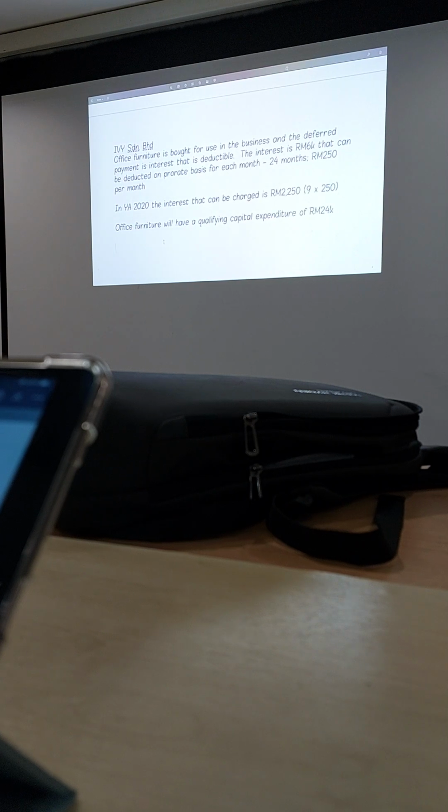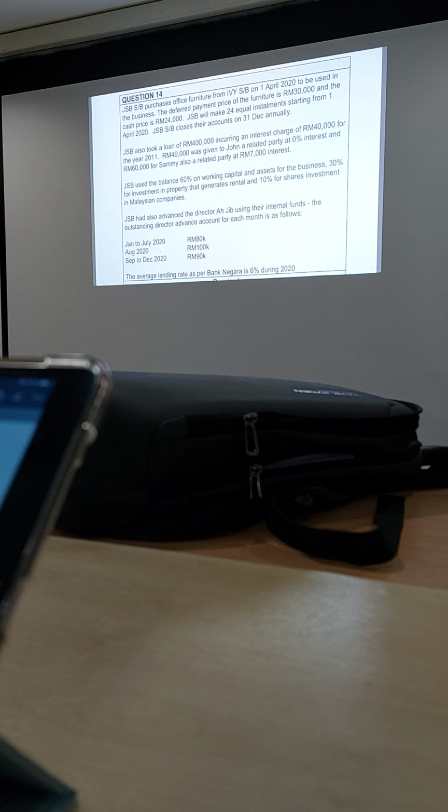Okay, now. JSP took out a loan of 400,000, incurring an interest charge of 40,000 for the year 2011. Okay, this is not 2011, it should be 2020. Mark here 2020. So I get a bit from 30,000 minus 24,000. 30,000 minus 24,000 is 6K. Right. Let's just change this to 2020.